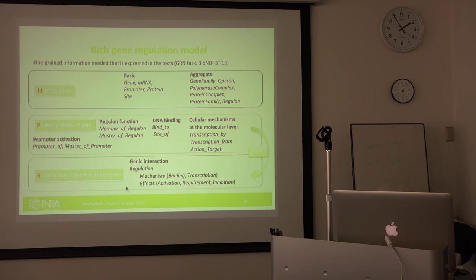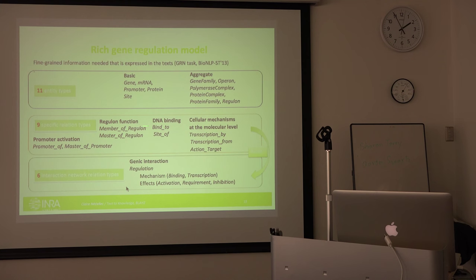But in fact what biologists need is more complex regulation models. You do not need just simple interactions, but more specifically interactions between composite types of entities, as was mentioned this morning, but also richer relation types, so that you can distinguish between the physical binding of the protein on the DNA, the regulatory membership, and the cellular molecular mechanism, etc.